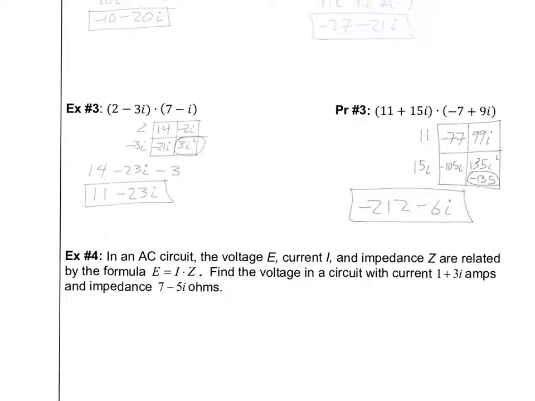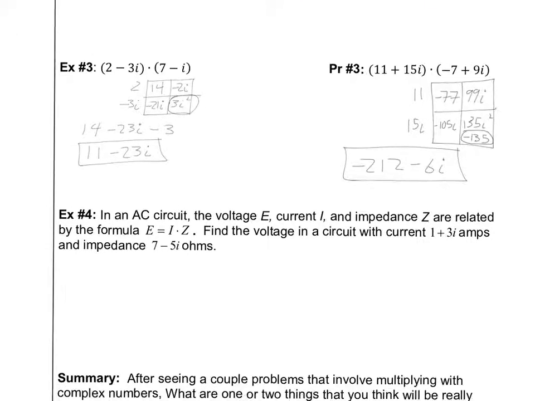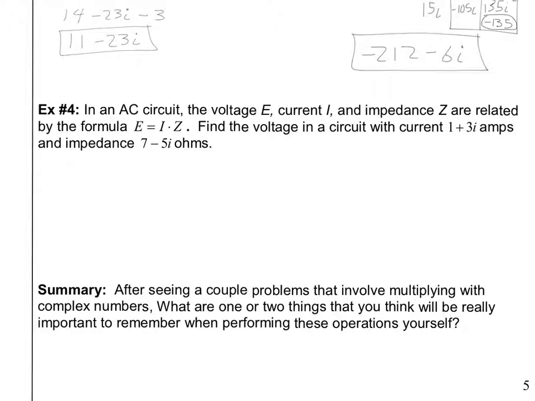All right. Let's go ahead and jump to example 4. This is actually a word problem. This is where imaginary numbers are actually relevant in the real world. That's in electronics. So it says in an AC circuit, the voltage E, current I, and impedance Z are related by the formula E equals I times Z. I think that's going to be important. Find the voltage, remember voltage is E, in a circuit with a current of 1 plus 3i amps and an impedance of 7 minus 5i ohms.